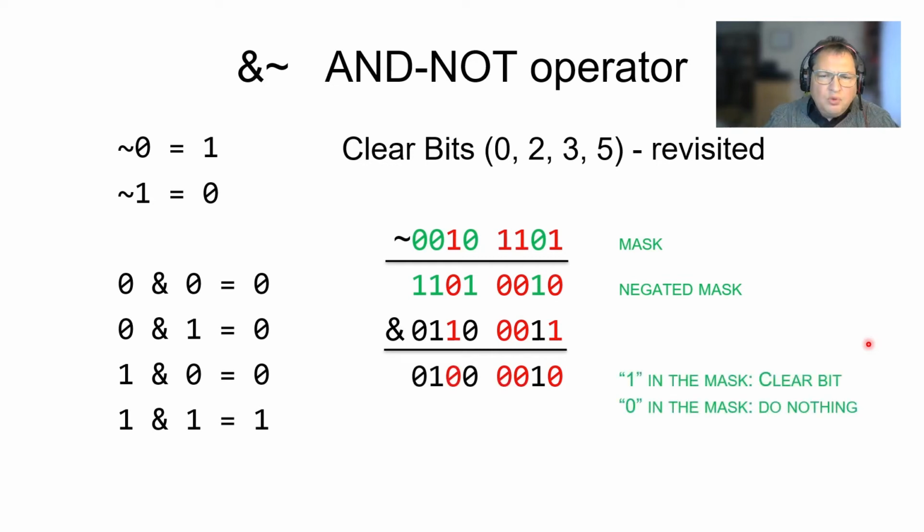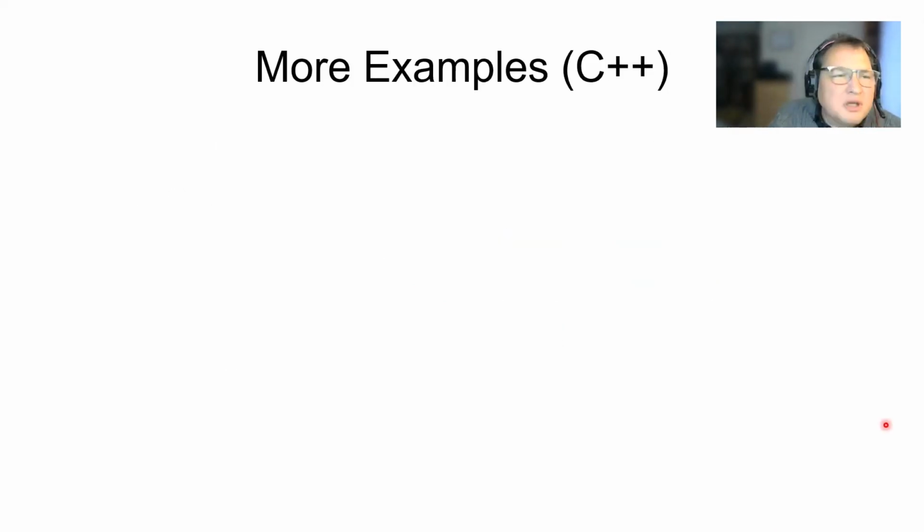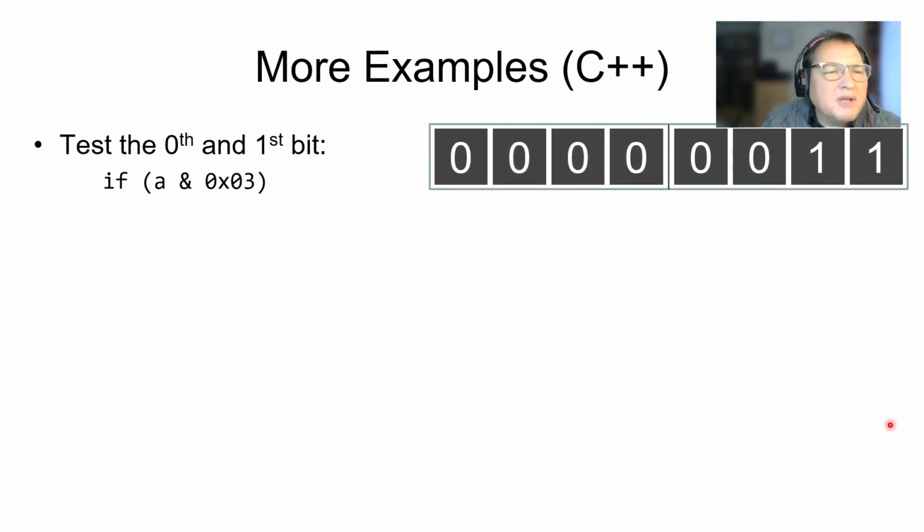the result like this, in which one position in the mask corresponds to the clearing of a bit operation, and 0 position in the mask, as in most cases before, means simply do nothing. So wherever you have a 1 in the mask, this will clear the bit, and wherever you have a 0 in the mask, it will keep the bit intact. Some more examples, and these examples are written in C++.